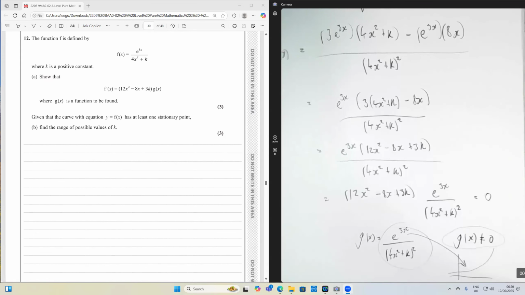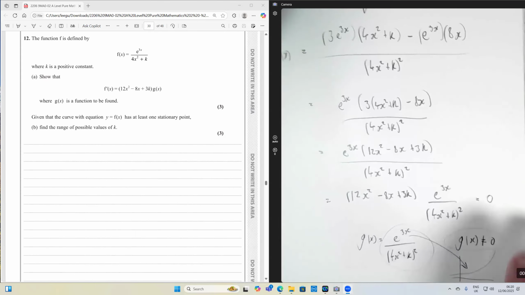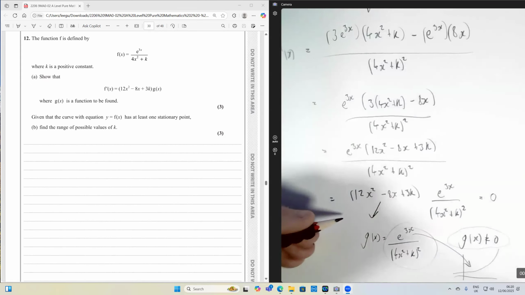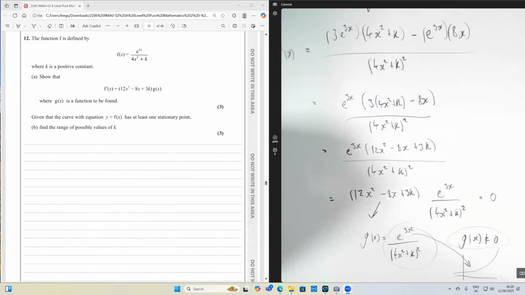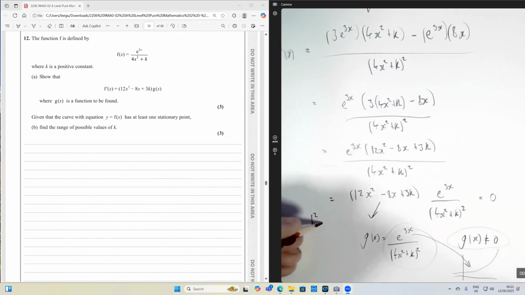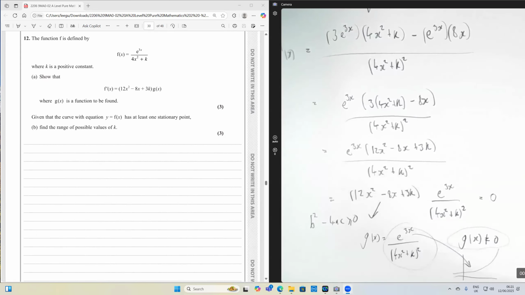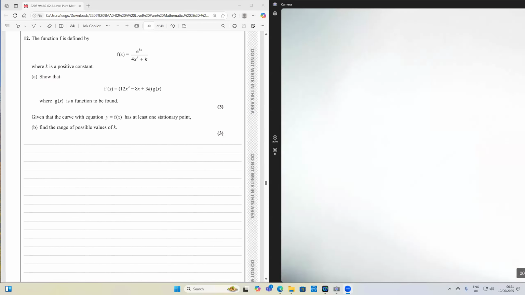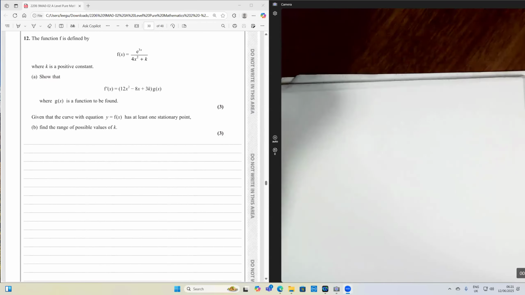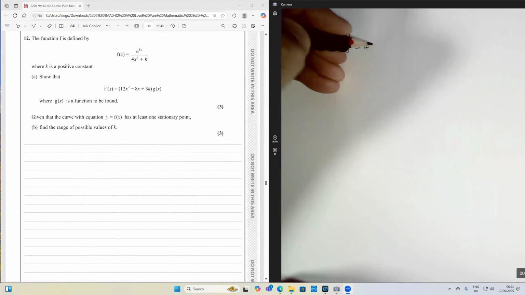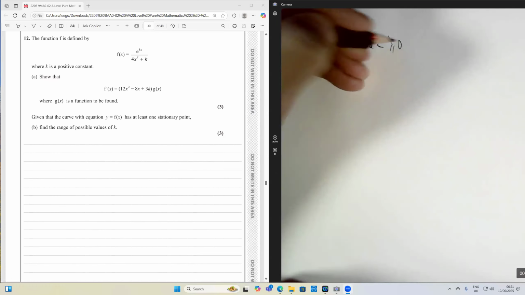So it says, given that it has at least one stationary point, so that's saying that this quadratic expression here must have at least one root. It's either got one root or 2 roots. So what we need to do then is evaluate the discriminant, the b squared minus 4ac, as being greater than or equal to 0 in that quadratic, and consider what range of values that gives us. So let's do that now. So b squared minus 4ac is greater than or equal to 0.